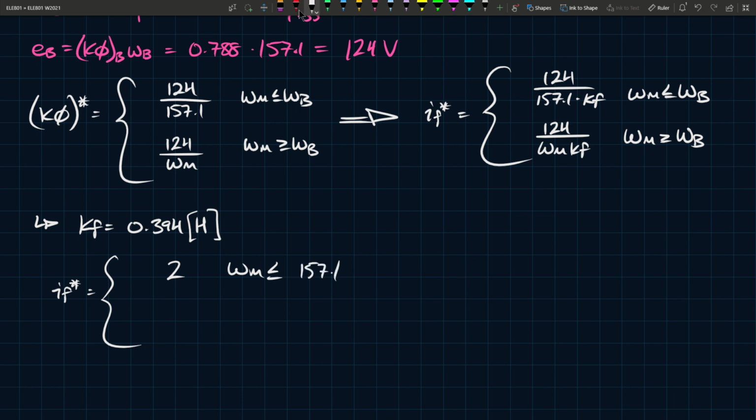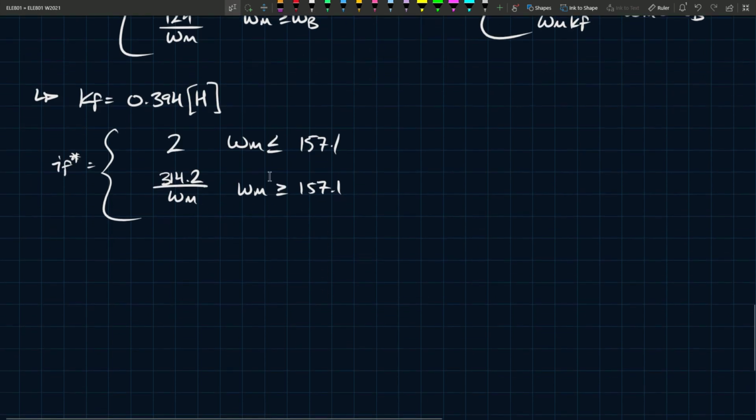157.1, and it'll be 314.2 over omega m when omega m is greater than or equal to 157.1. So this is what you have now. Now the question asks, how do you generate omega m, and how do you generate references for IF and IA?